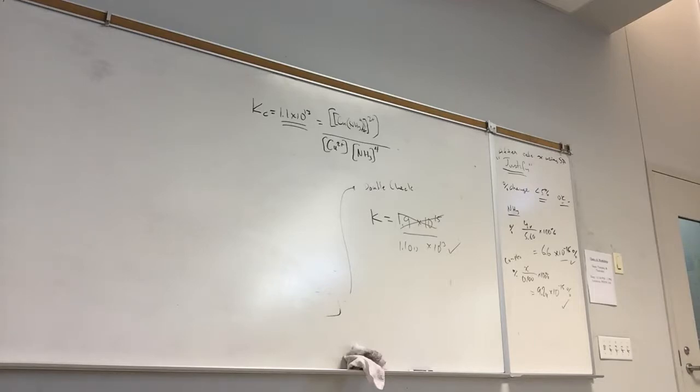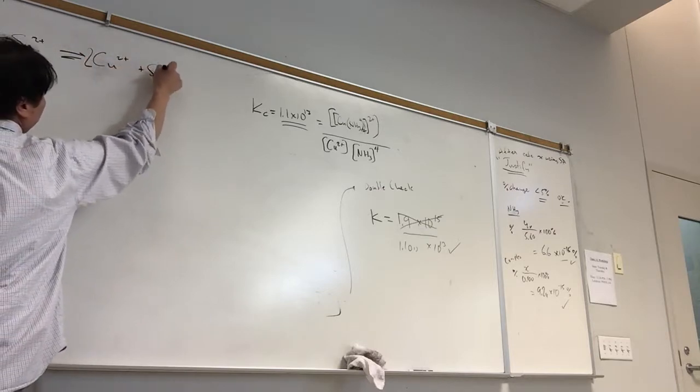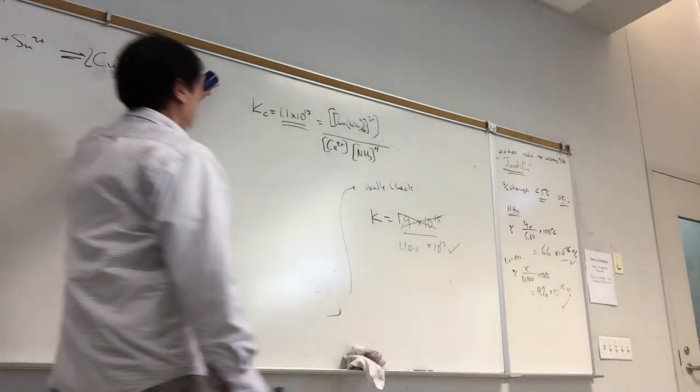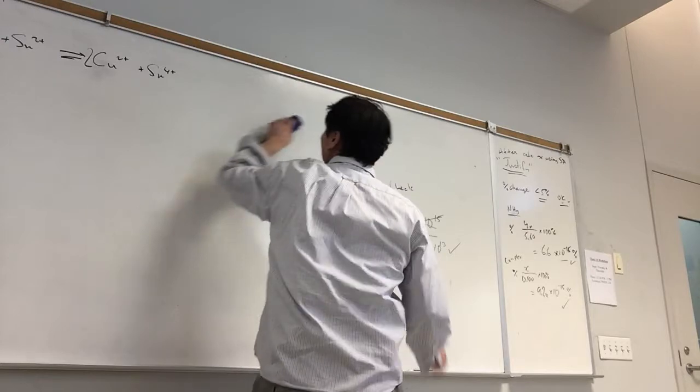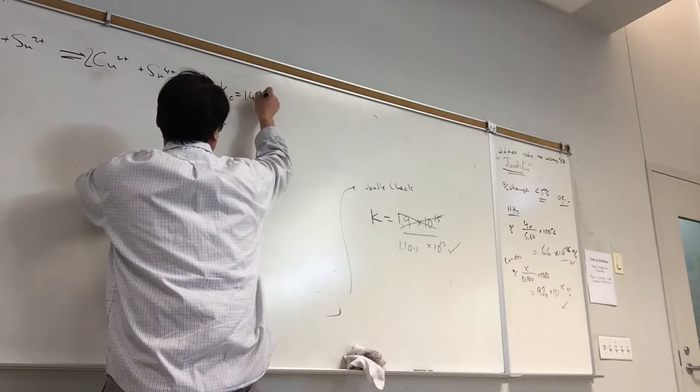So this next example we're going to look at is the copper 2 plus, 2B plus the tin 2 plus, and yields 2 copper 2 pluses plus a tin 4 plus. And so we're going to revisit this original equilibrium. Well, when I look at it, KC is 1.48.